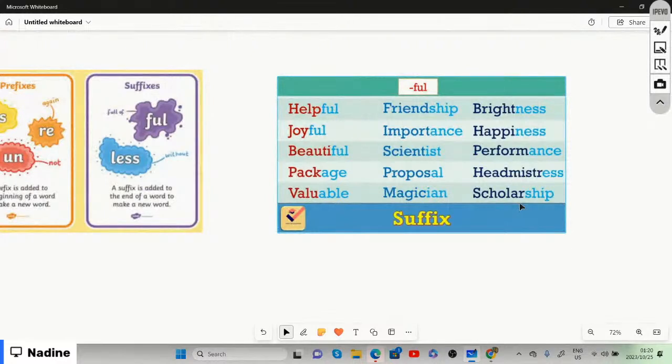So we went over two of the suffixes, full, which is full of, and less, which is without. But here we have some more suffixes, because we are mainly focusing on suffixes rather than prefixes. There we have a few of our suffixes: helpful, joyful, beautiful. So helpful, full, it's the fullness of helping people. Joyful, it's full of joy and happiness. Beautiful, you are full of beauty.